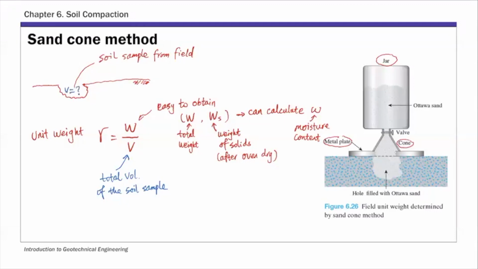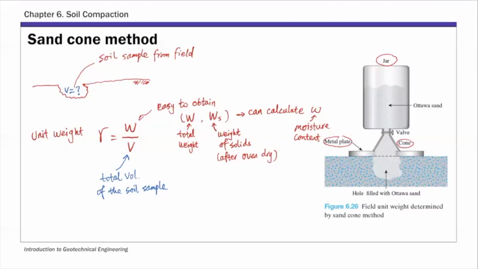So how do you know the volume of that irregular shaped hole you dig on the ground? That's the tricky part, and that's where these first two methods come in. The sand cone method and water balloon method help you determine the volume of that hole by using materials with known densities. For the sand cone method, you use sand. For the water balloon method, you use water to fill that hole.